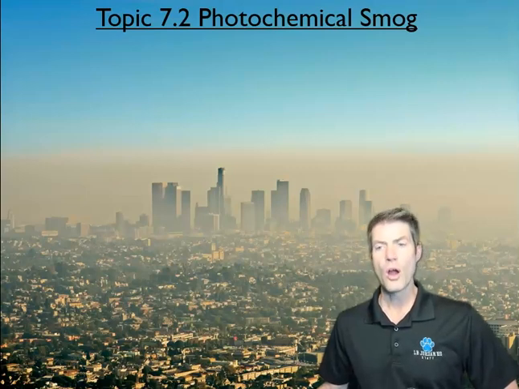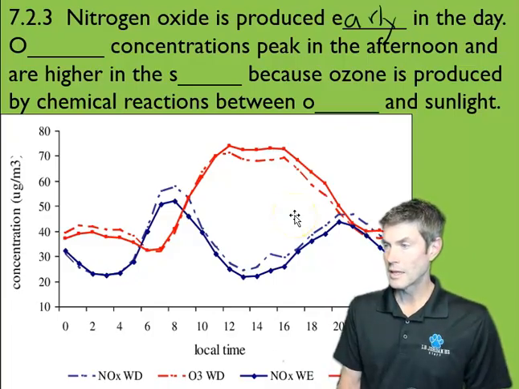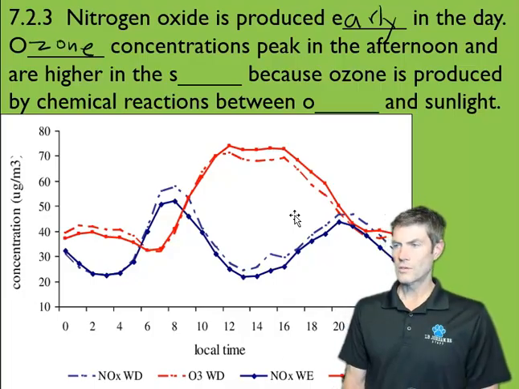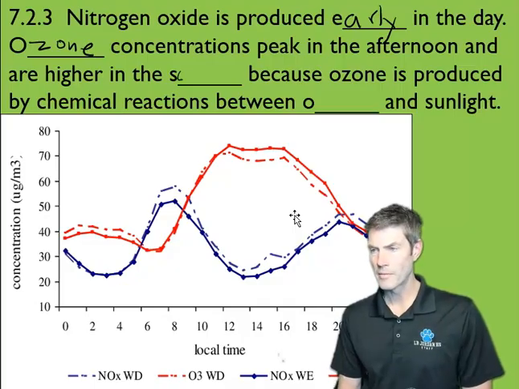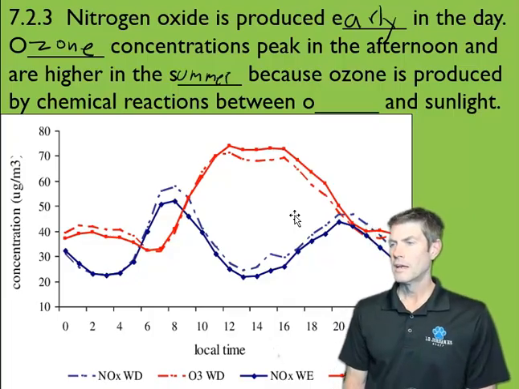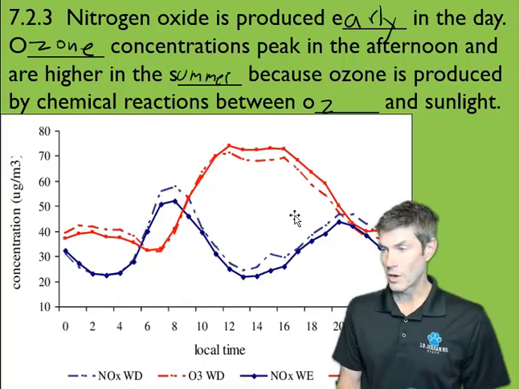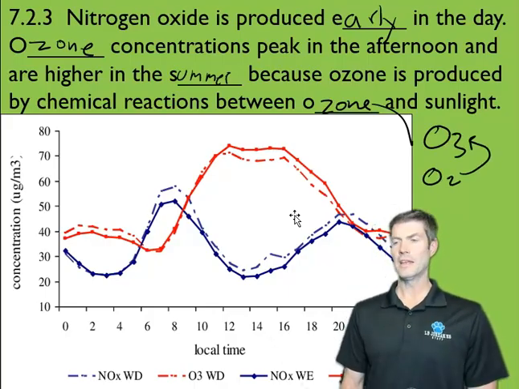And again, this is what it looks like, which is pretty similar to Los Angeles that I showed you earlier. Nitrogen oxides are produced early in the day. Ozone concentrations peak in the afternoon and are higher in the summer. What we talked about earlier, just the heat and sunlight, because it's produced by this photochemical reaction between ozone and sunlight. Ozone, O3. Remember, regular oxygen is O2. Add an oxygen, and you have O3.